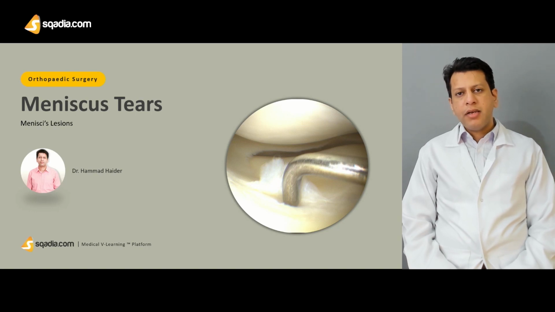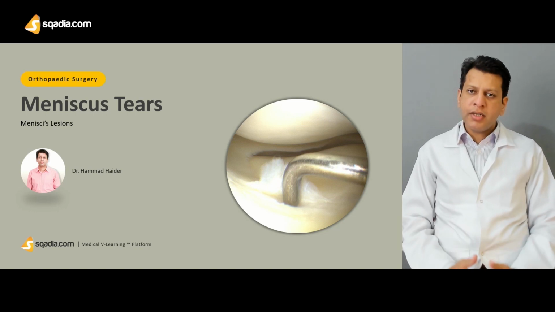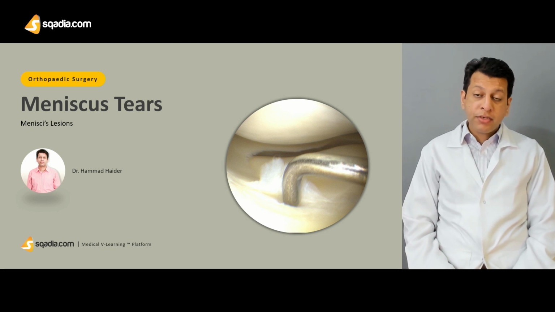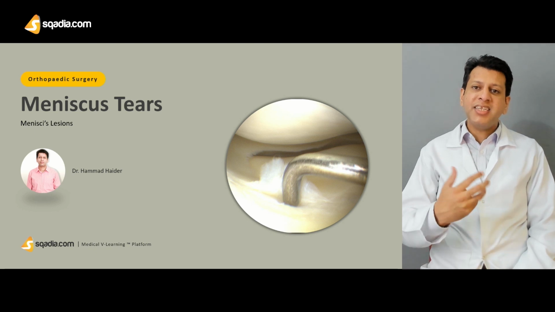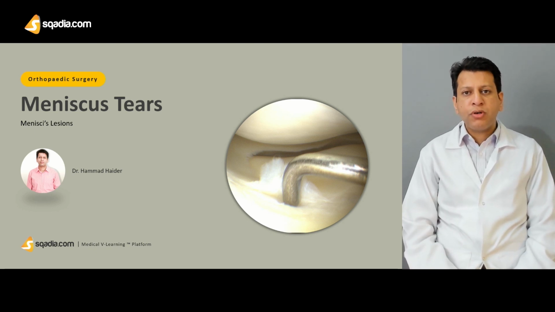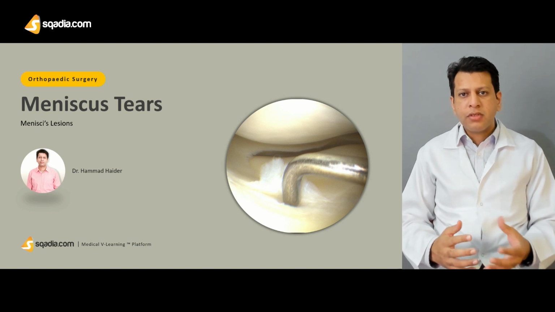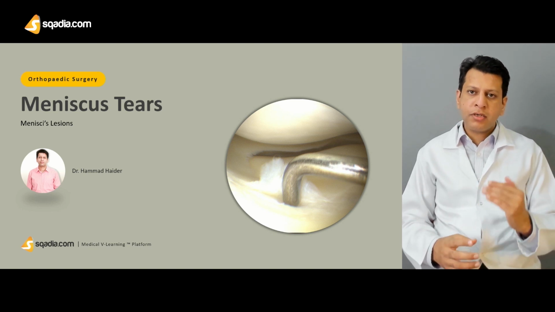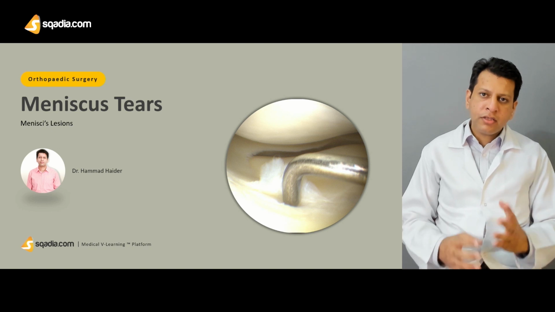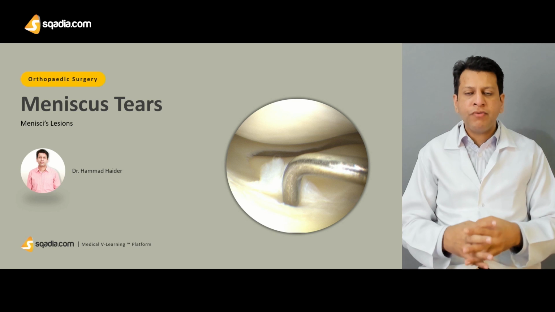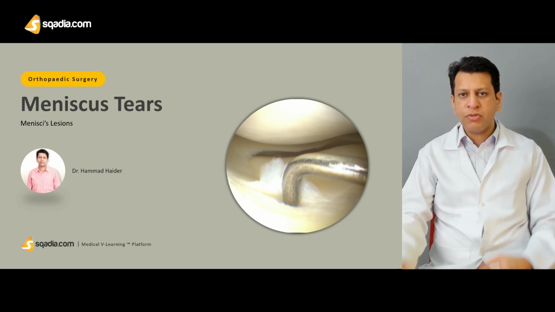Now there are mainly two types of meniscal tears. One is called traumatic meniscal tears, which is more common in the young population. And then there are degenerative meniscal tears, which are more common in the older population. Usually there is always some degree of trauma in both cases, but in the case of a degenerative tear, the soft tissue has degenerated over a period of time. Therefore, even trivial or minor trauma can lead to this problem.